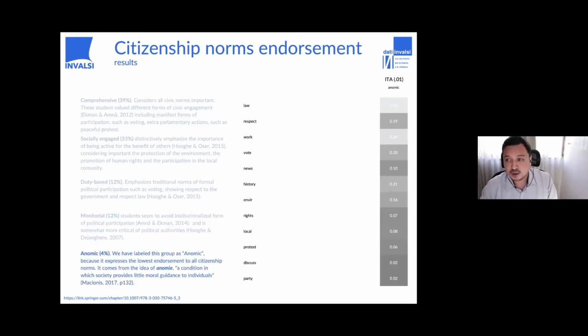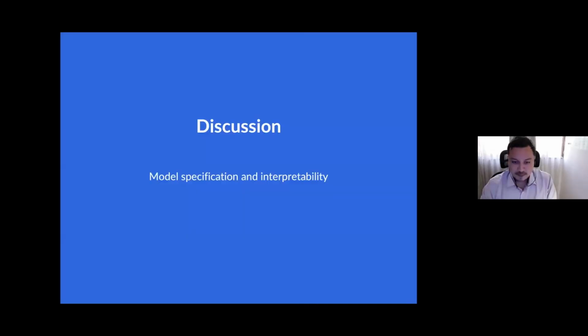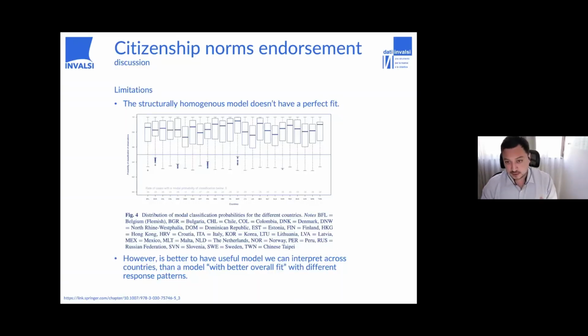And finally, the anomic type of students, who do not largely endorse any of the citizenship norms, is pretty low. In Italy it is about 1%, whereas in the rest of the countries it is about 4%. If we look at each of the countries regarding the precision of the response model, we have a variety in how the classification error behaves. In some countries it's about 0.05, whereas in other countries 0.8. In the case of Italy, it's 0.08.